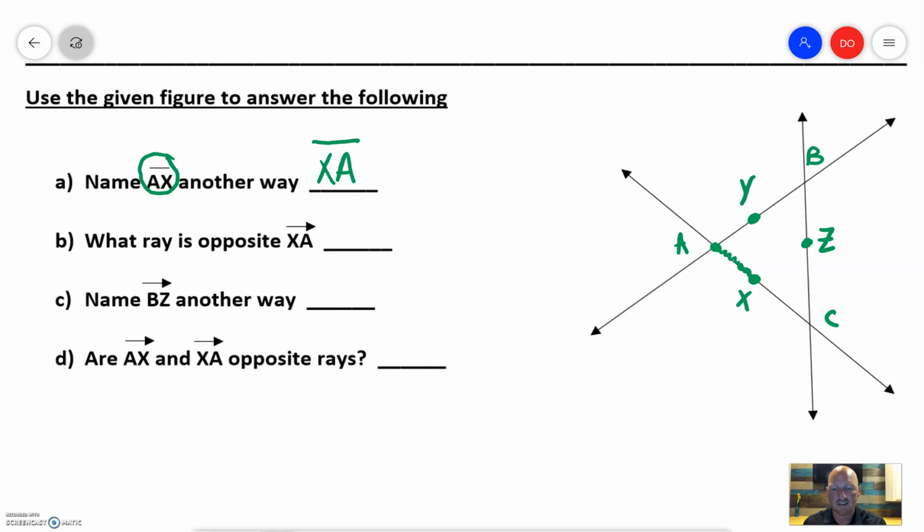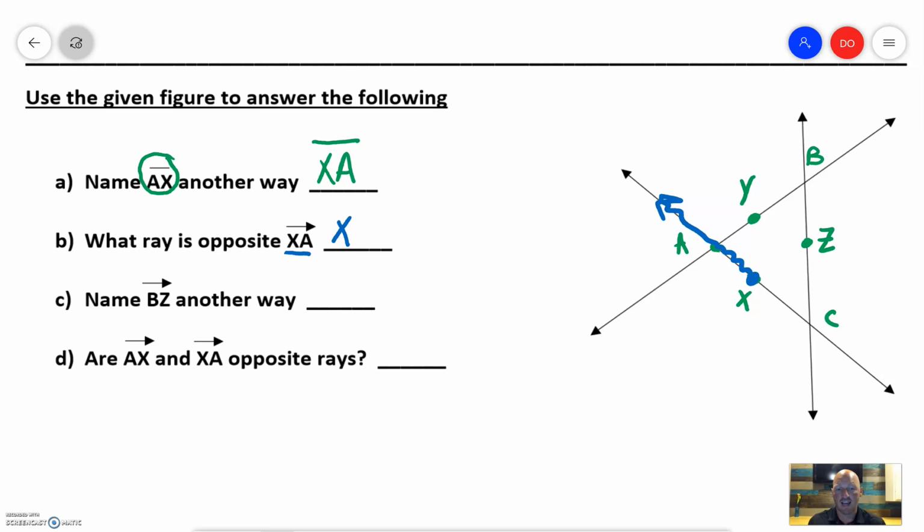So if I'm highlighting this ray first, ray XA, that means the ray starts at X and travels through A. Remember, the endpoint's always listed first. So I start at X and I travel through A. So if I need the ray opposite that, I need the ray that shares the same endpoint as XA and travels in the opposite direction, creates a full line. So the endpoint's going to be exactly the same when I name opposite rays.